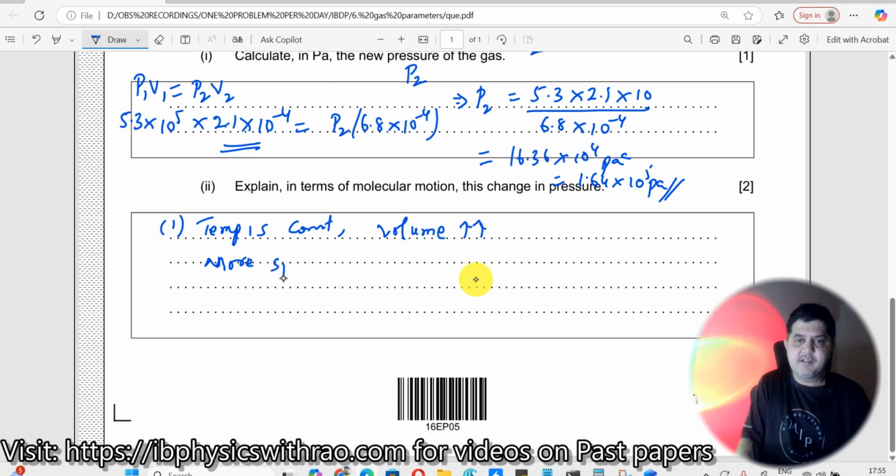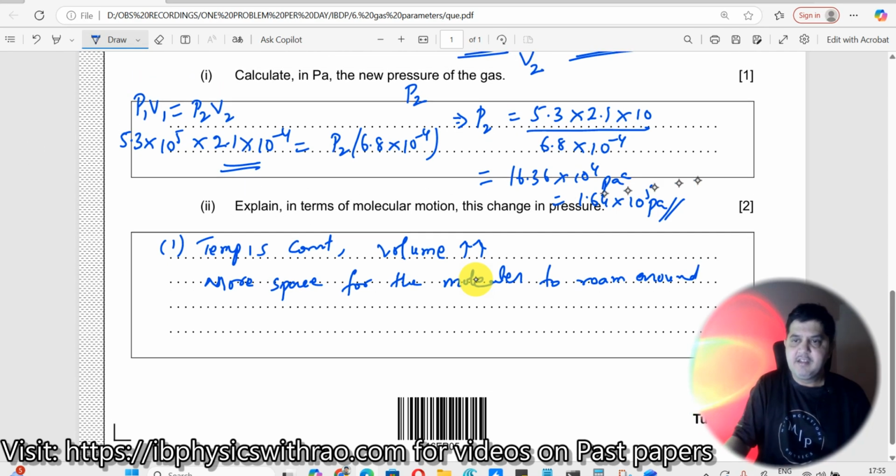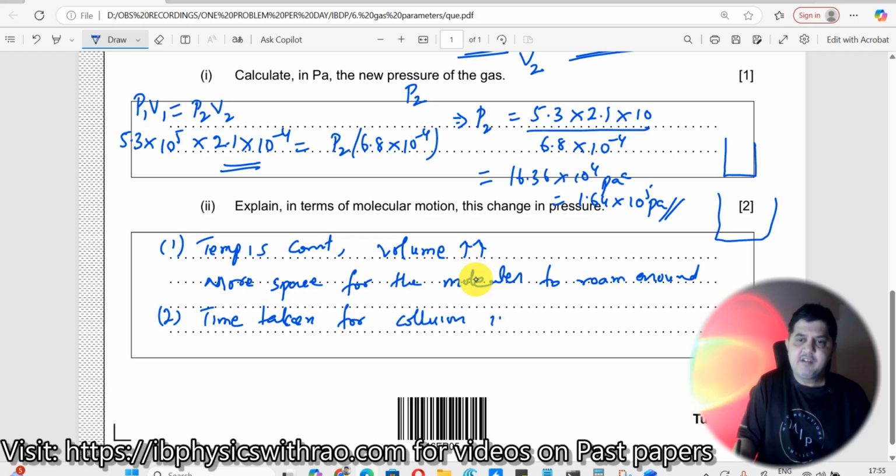More space for the molecules to roam on, right? Because earlier the container was only so much. Now you made the container much bigger. So what happens? Molecules can roam around freely. So because of this, what happens? Time taken for collisions is more.